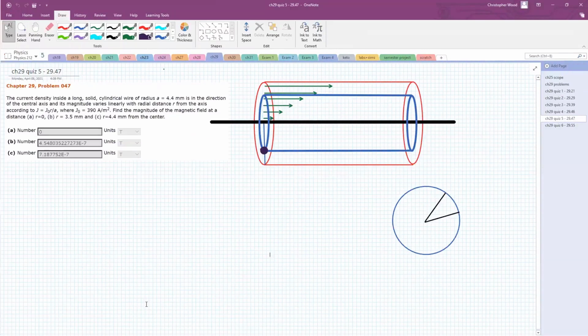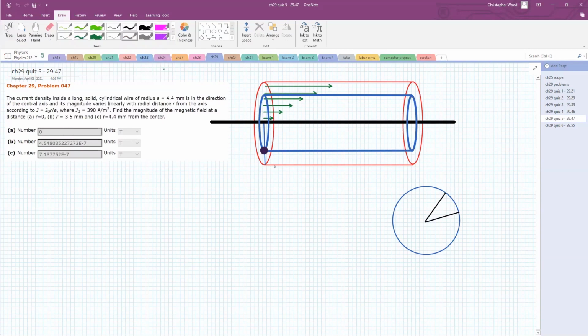Chapter 29, problem 47. This is the chapter 29, quiz 5. This is new. So what I'm drawing here, I did in my spare time. You're looking at a long cylindrical wire. So let's just make sure everything gets labeled.